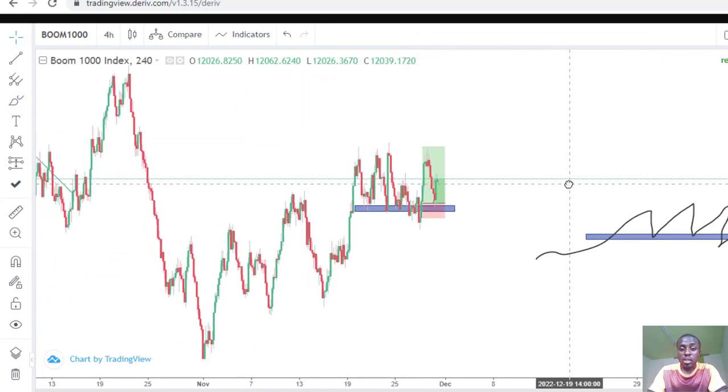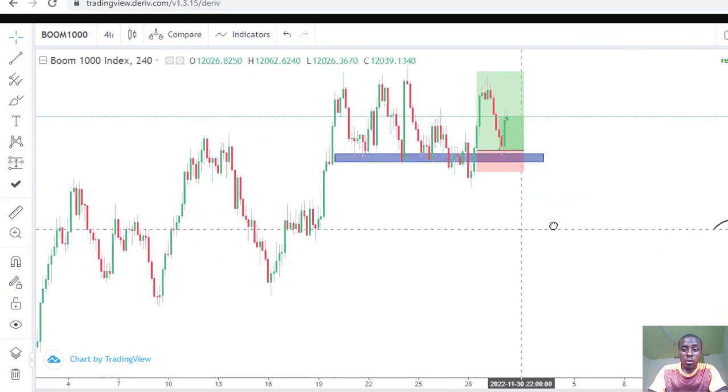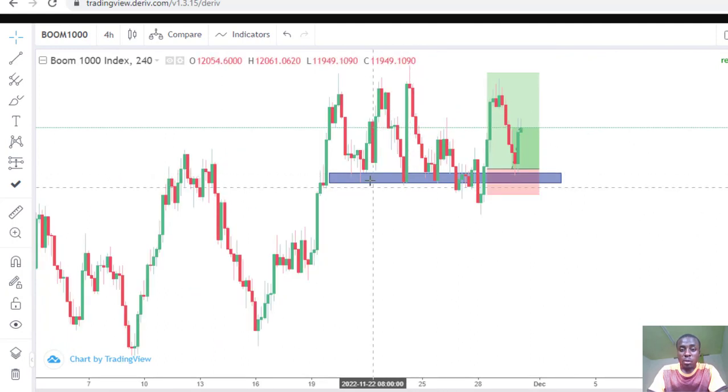Let me show you the simple thing in the market. All right, so we have a scenario here which explains that fact. We have an uptrending market. Now we see price created a demand zone here, which is like a support.